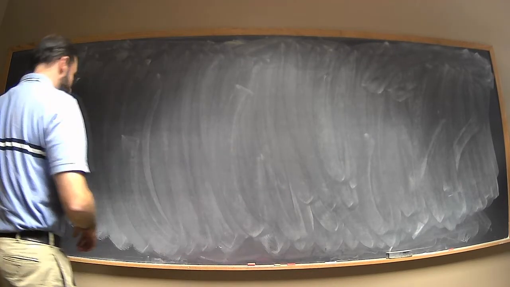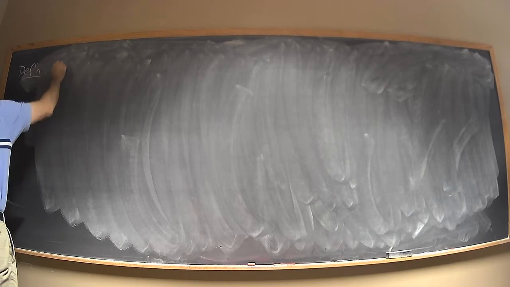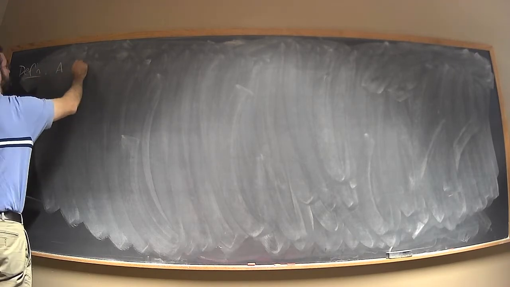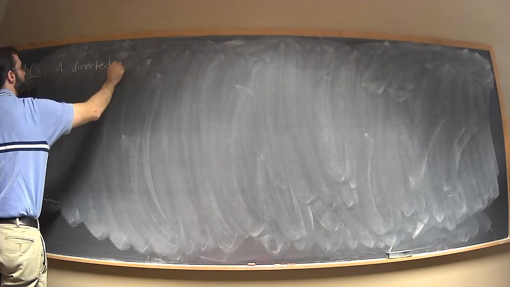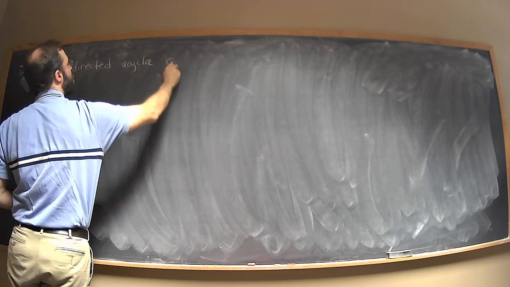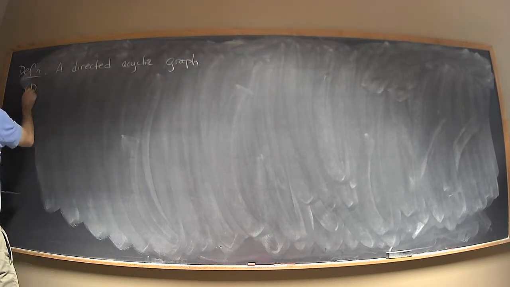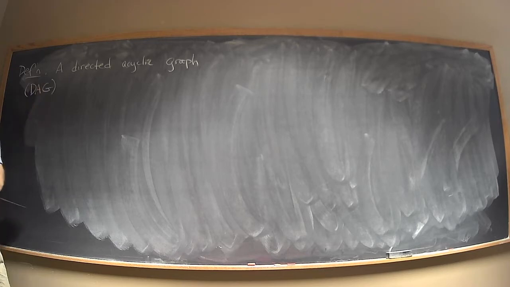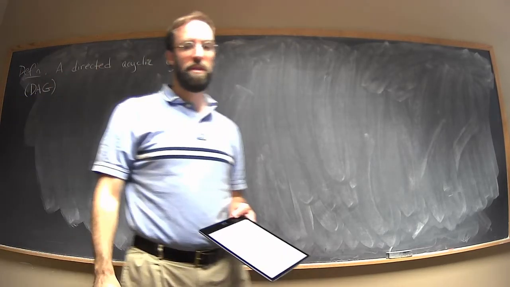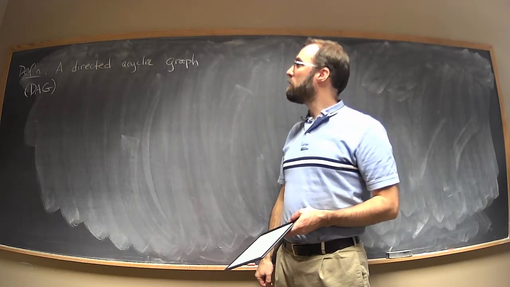So, write it way over here. Definition: a directed acyclic graph, which is abbreviated DAG, D-A-G, for directed acyclic graph. And people really honestly say DAG. I mean, they'll pronounce it that way. This is much shorter than saying directed acyclic graph.